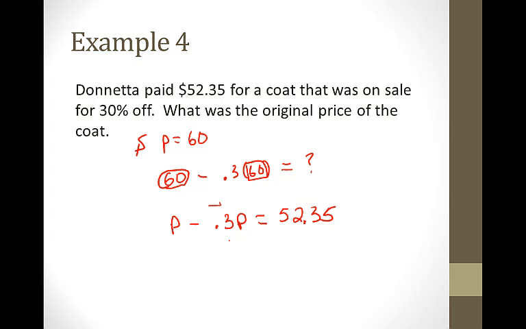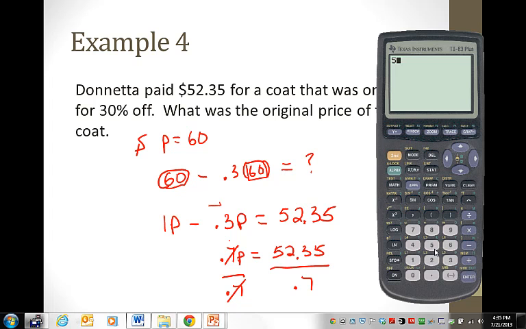Now we're going to solve for P. So this is understood 1P. So 1P minus 0.3P is 0.7P equals 52.35. Last step, we don't freak out if we see a decimal. We just do our operation, divide both sides by 0.7. Then get your calculator out. And so we'll do 52.35 divided by 0.7. We get 74.79.